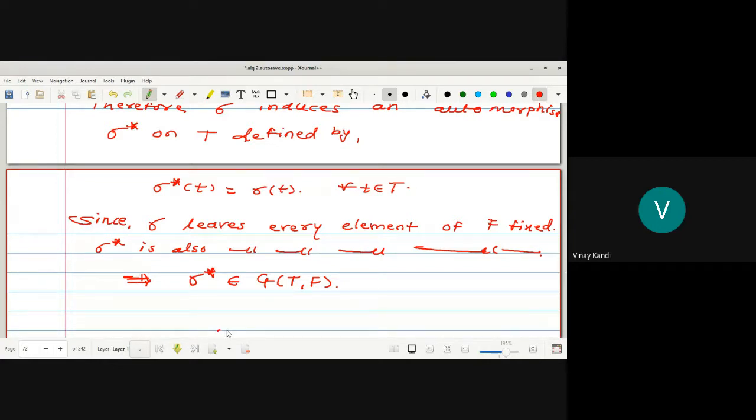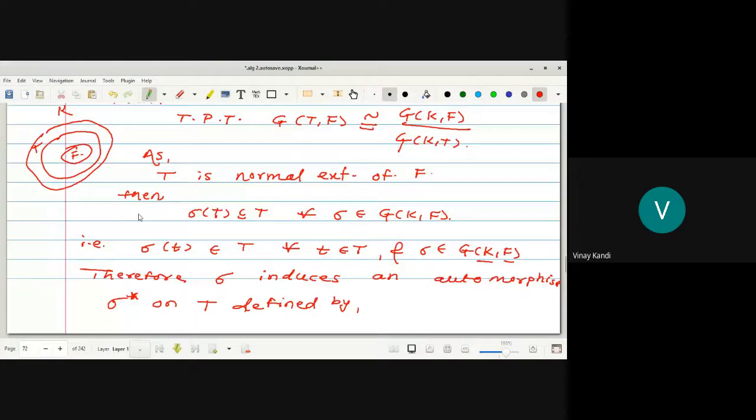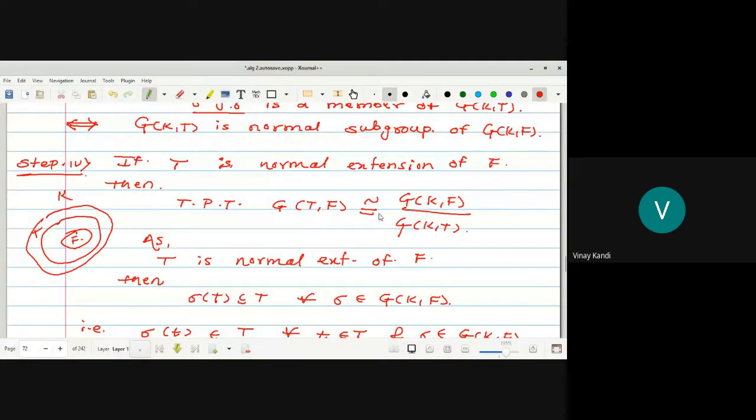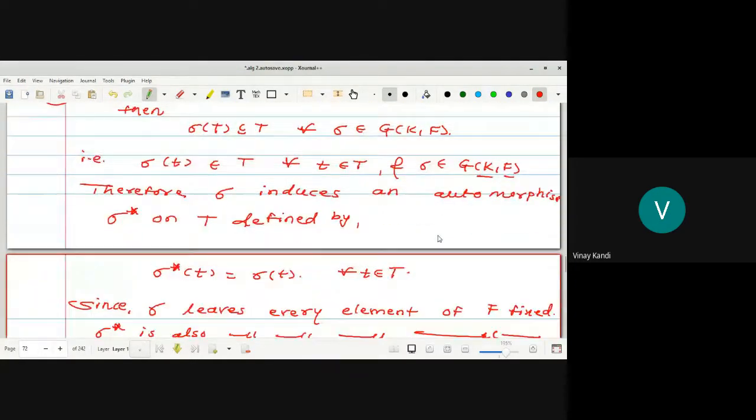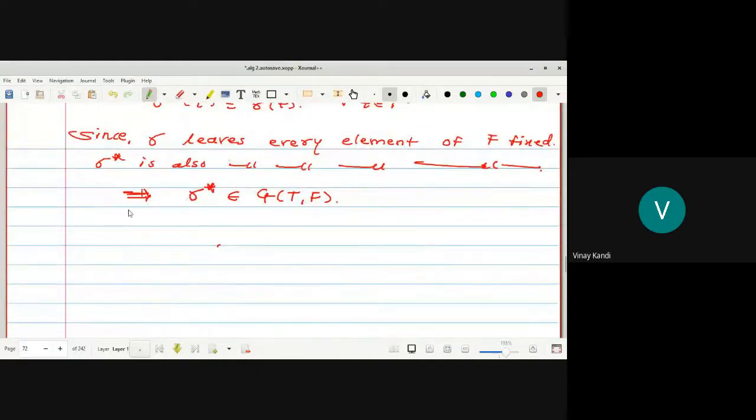Now, let phi be the function. We have to show that G(K/T) is isomorphic to G(K/F) upon G(K/T). So define one function phi. Let this phi be the function from G(K/F) to G(T/F), defined by phi of sigma is equal to sigma star.